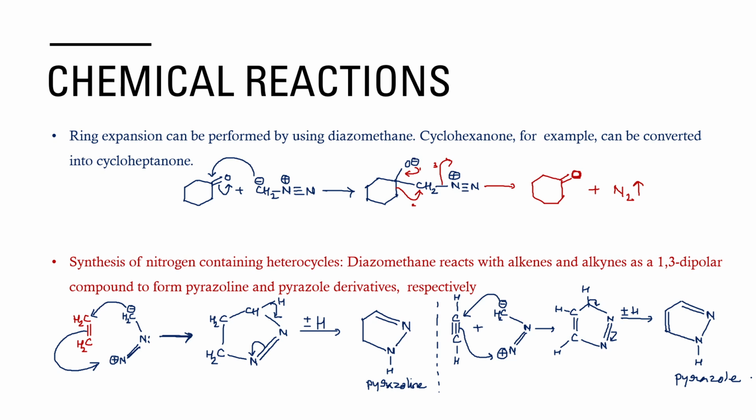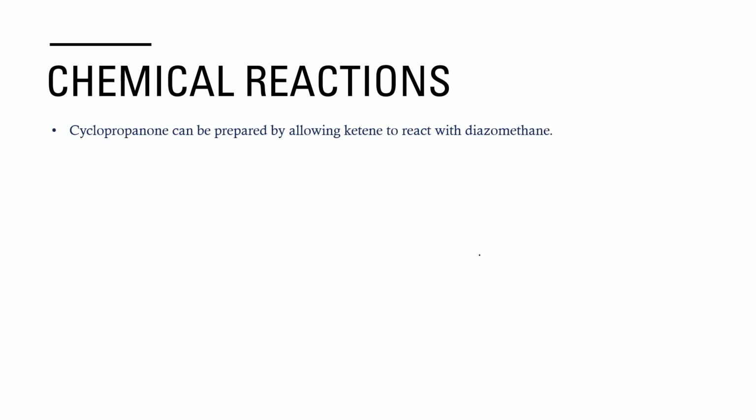Okay, it's a pyrazole system. Perfect. Next reaction is, if I take a ketene and I react it with diazomethane, I'll get a cyclopropanone. Very interesting reaction. This is a ketene, CH2=C=O.